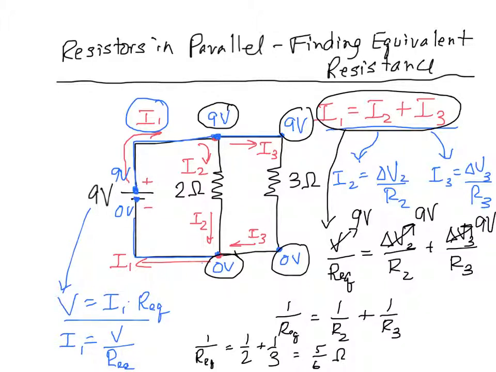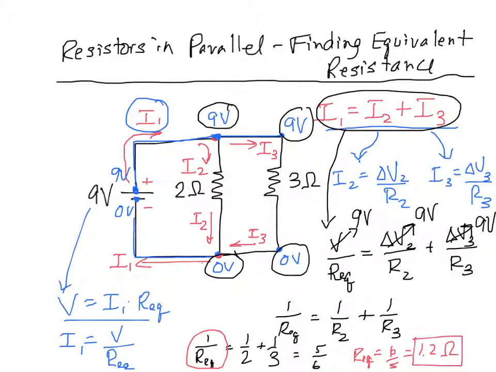Actually, not an ohm, because that's not the answer. That's the reciprocal of the equivalent resistance. A common mistake is to forget to flip your answer when you're calculating the equivalent resistance in a parallel circuit. So don't forget to flip this upside down, so that the equivalent resistance of this circuit is 6/5, which is 1.2 ohms.